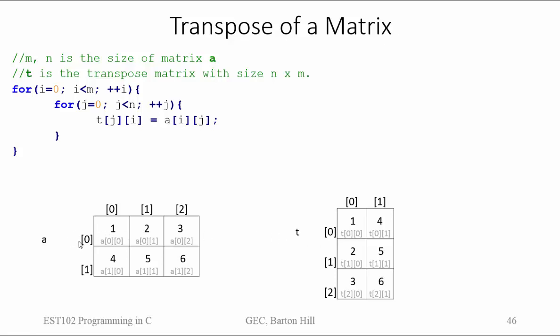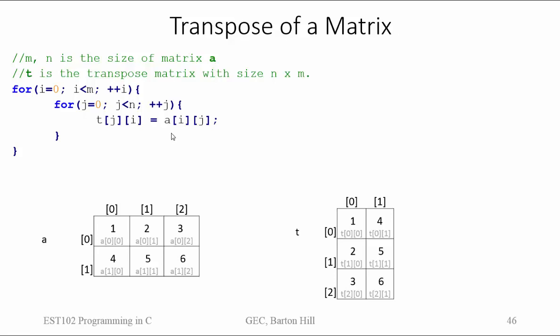Okay, so here row 0 will be column 0 of the transpose matrix, and row 1 will be column 1 of the transpose matrix. If you observe here, A of 0 0 is 1 and T of 0 0 is also 1. A of 0 1 is 2, and here T of 1 0 is 2. Here A of 0 2 is 3, and here T of 2 0 is 3. In general, we can say that A of ij is equal to T of ji, if T is the transpose matrix.